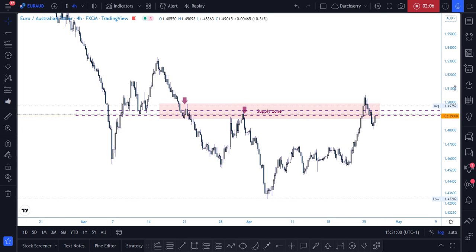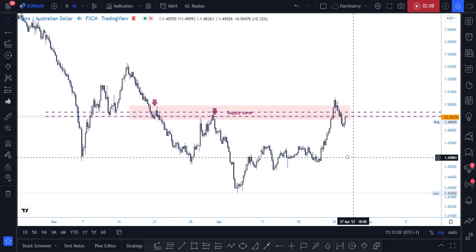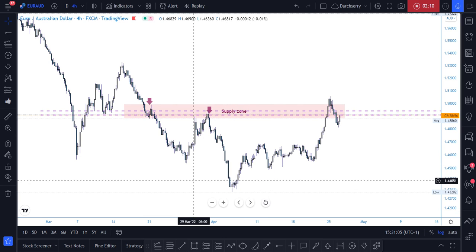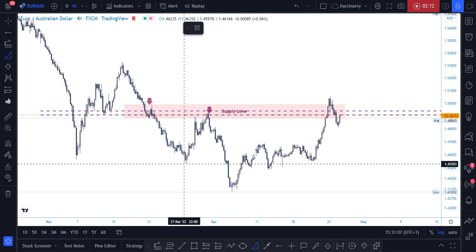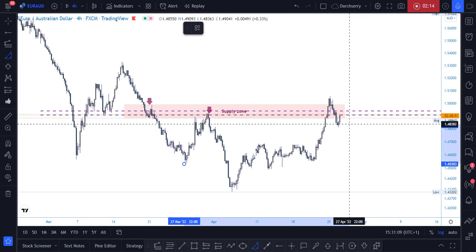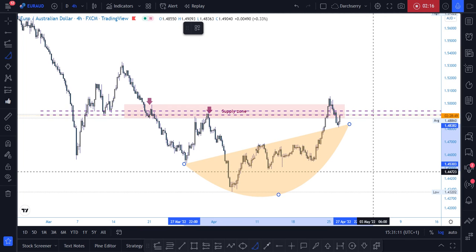So, with this information in mind, I am of the opinion that we might be on a bullish trend. And why have I said that? The reason why I've said that is because of this reversal pattern I identified around this area.